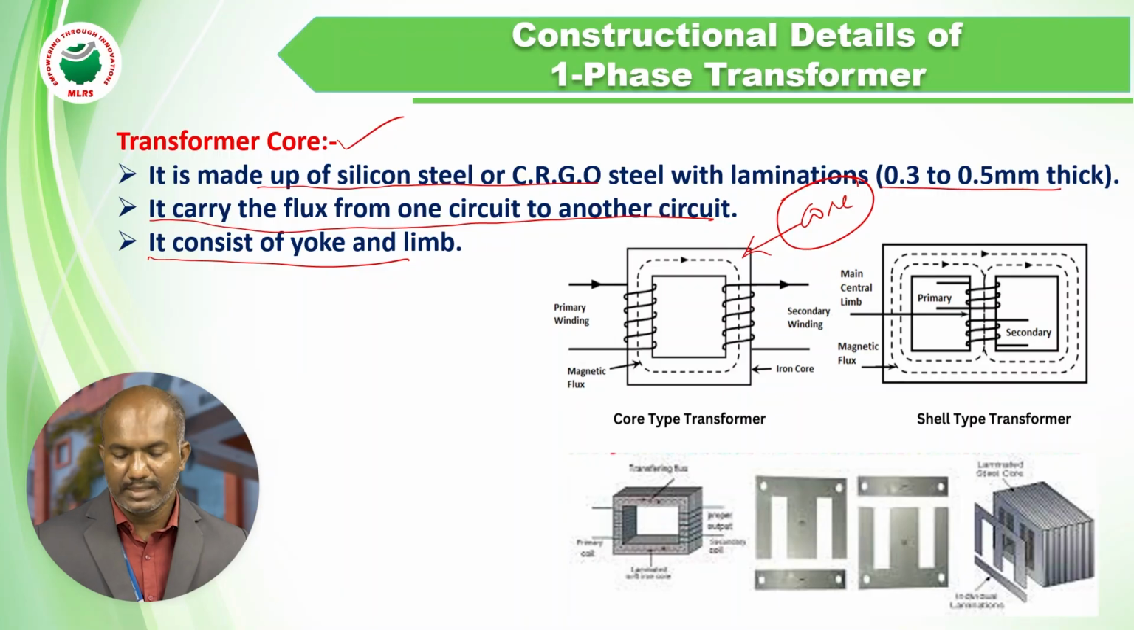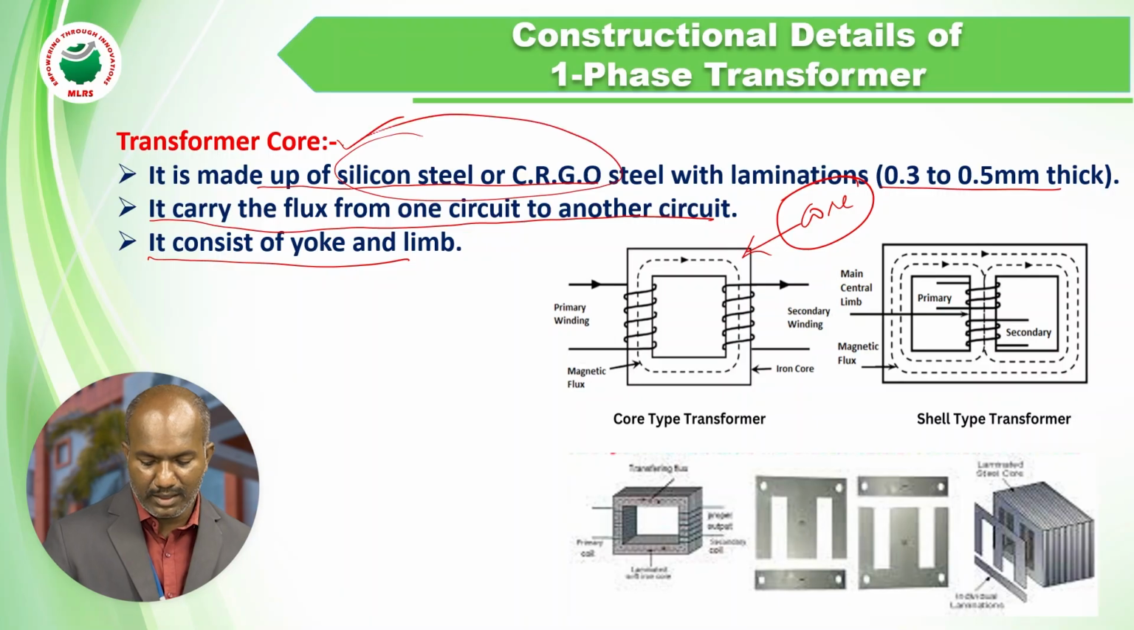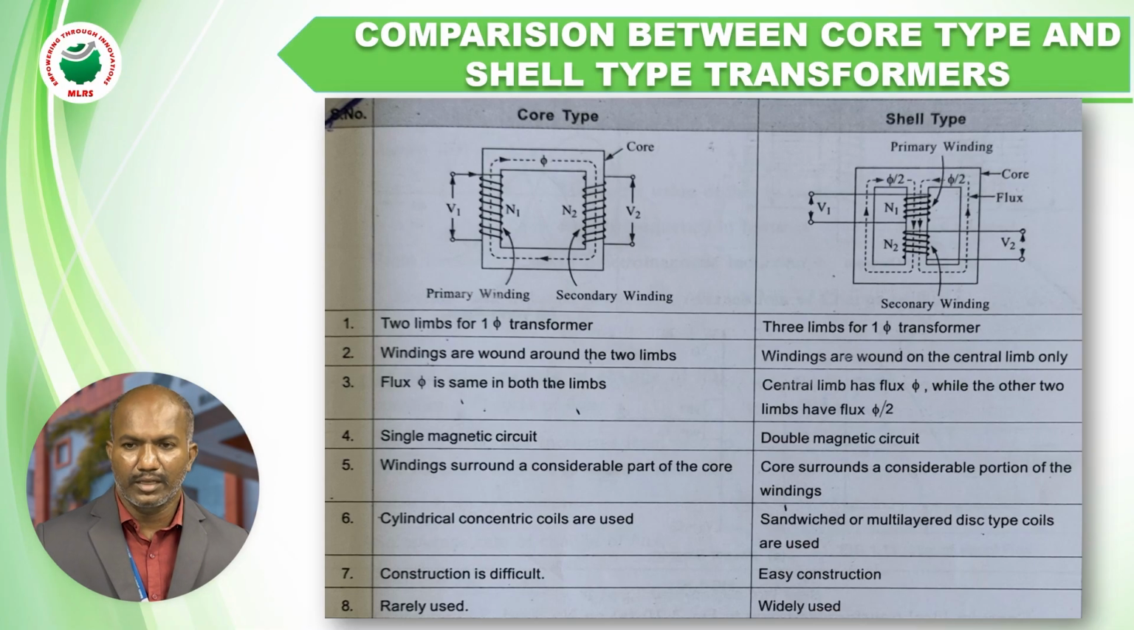Okay, this is what the transformer core is made of and what its duty is. The transformer core is made of silicon steel or CRGO steel. The duty of the transformer core is to carry flux. There are two types of transformers according to core construction: one is core type and the second one is shell type.